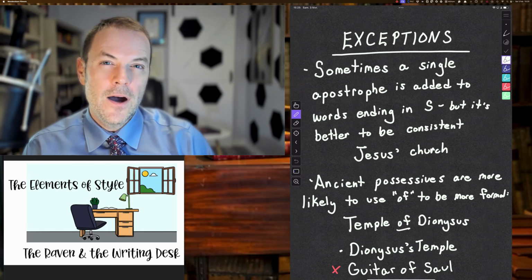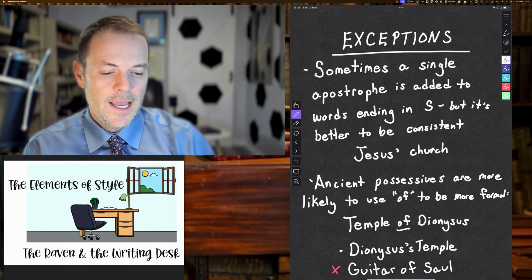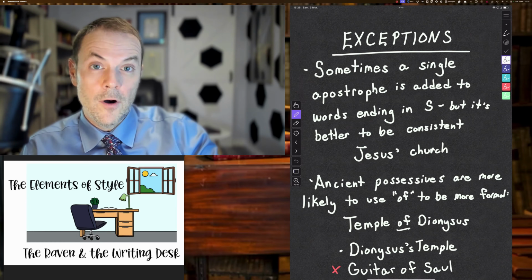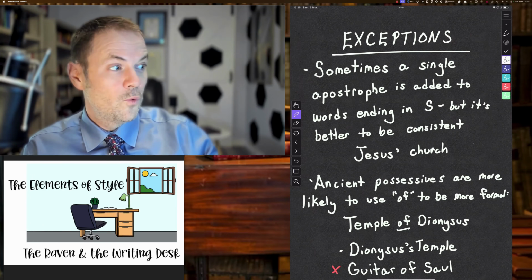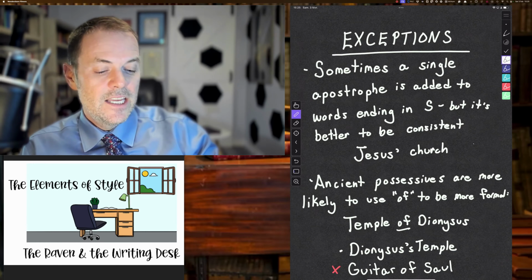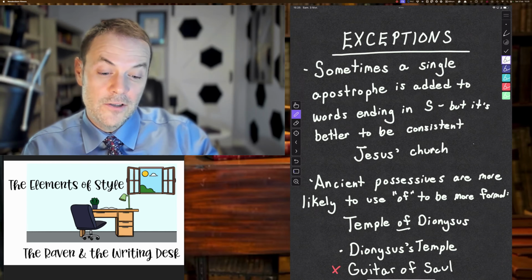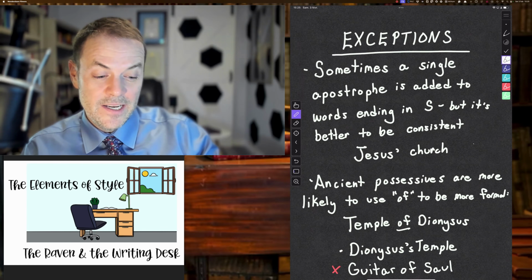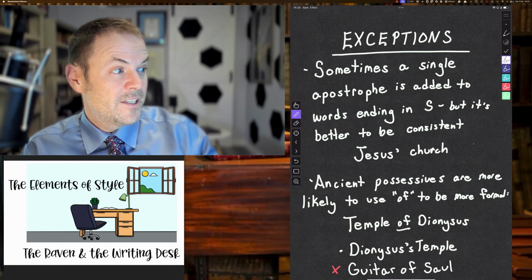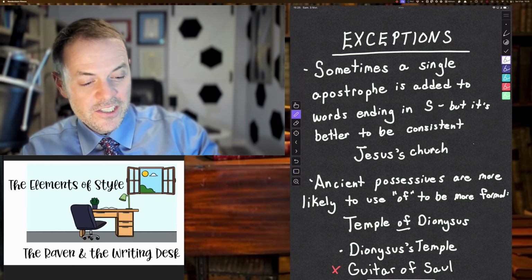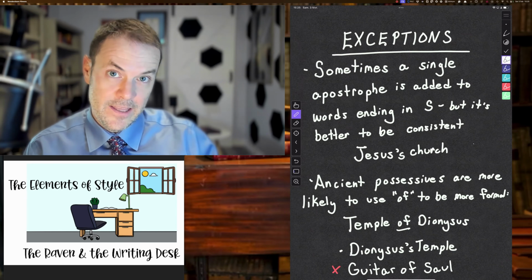There are some minor exceptions to this rule. As I mentioned earlier, if the singular noun ends in an s, you put apostrophe s. Some will say that if it already ends in an s, you can just put an apostrophe. I think it's best to remain consistent. So for example, instead of saying Jesus apostrophe church, say Jesus's church, put that S in there.